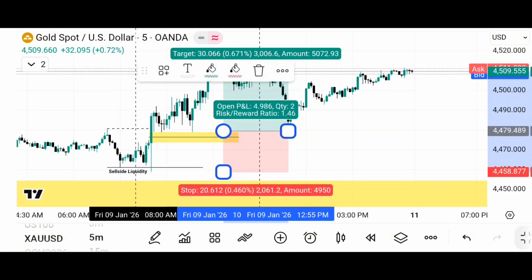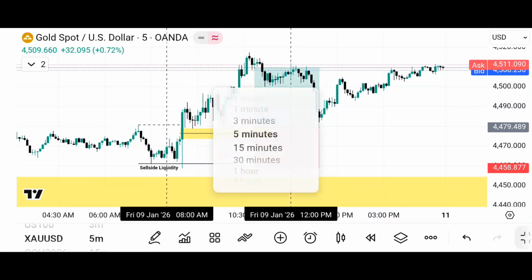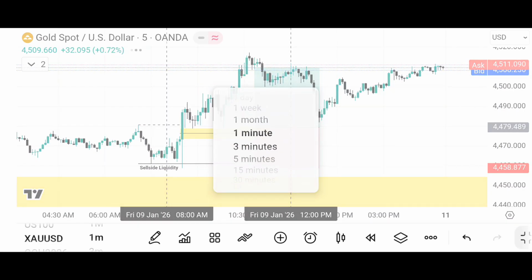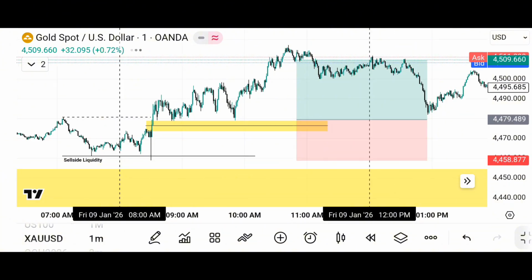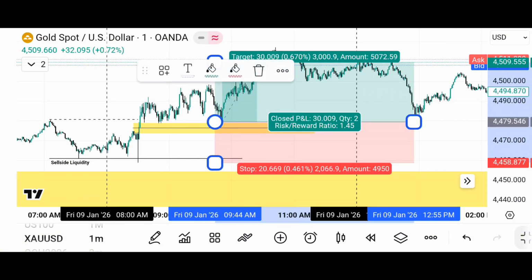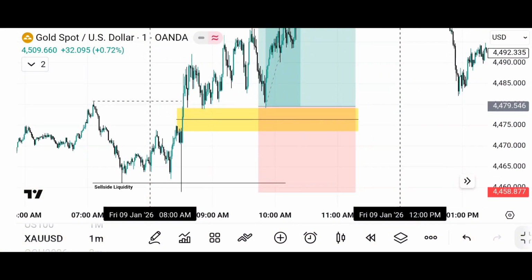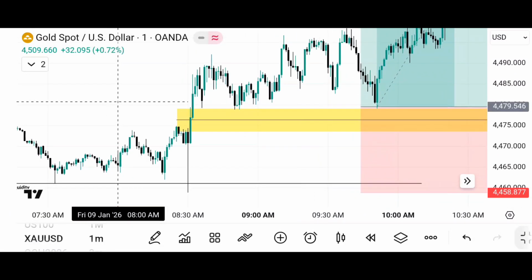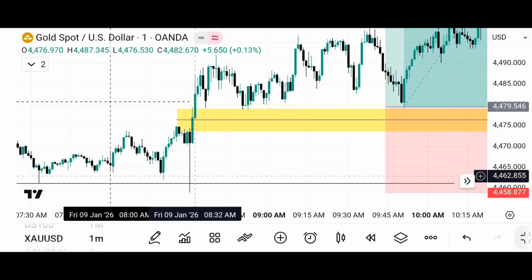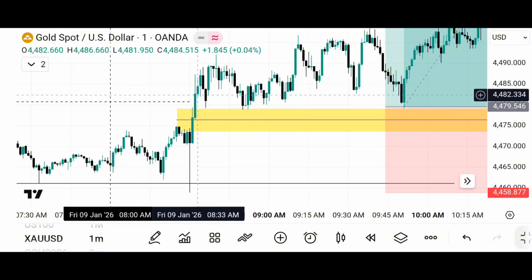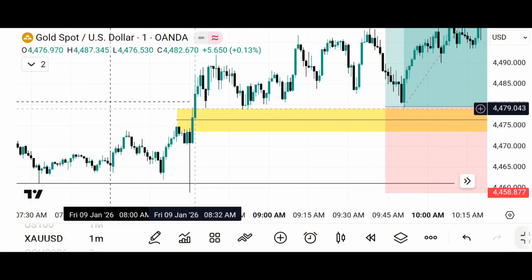You see the risk to reward is not really good. It's 1.46. But for an experienced trader, I will likely go to the 1 minute time frame to set my stop loss. So on the 1 minute, after price took out sell side, it rallied up with displacement and created fair value gaps. This is one and this is one.